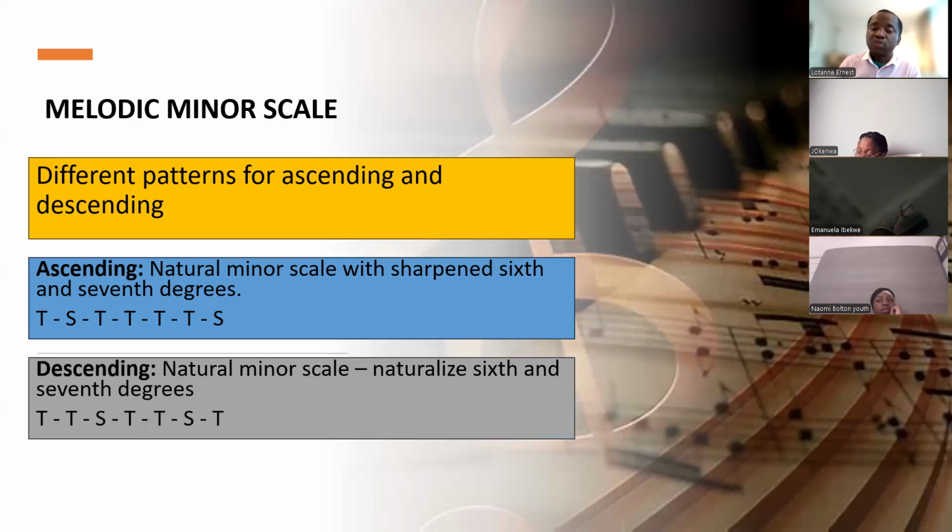Okay? So if we were to go back to the example I gave you, if you do ascending A, B, C, D, E, F sharp, G sharp, A, melodic minor. Now let's descend. It will be what? A, will it be G sharp? Will it be G sharp, Emanuela? Sorry, when we're descending. No, because what will it be?